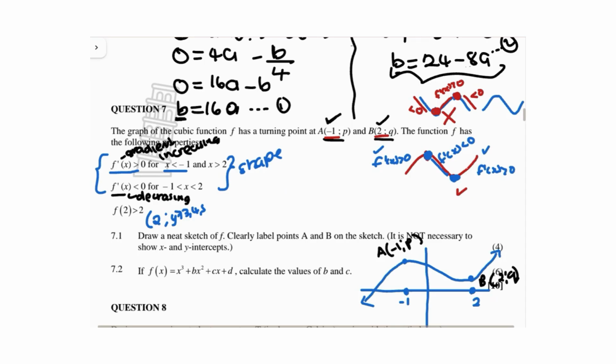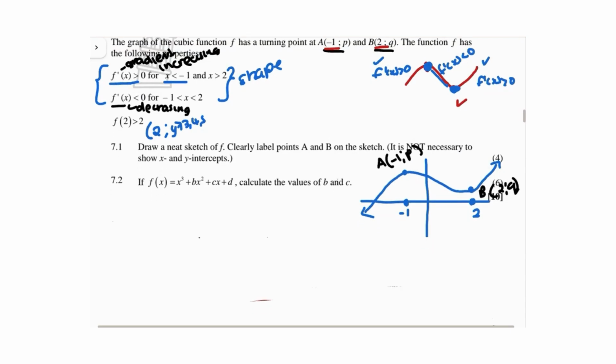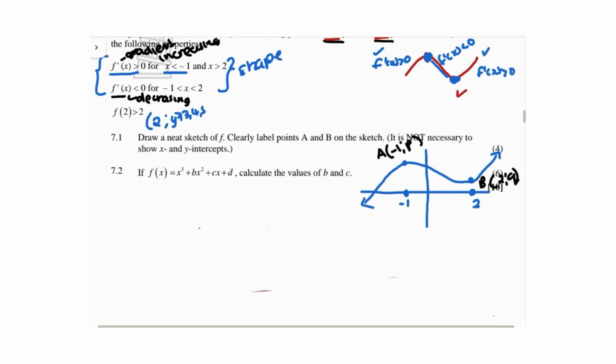And then let us look at 7.2. They say if f of x is x cubed plus b x squared plus cx plus d, calculate the values of b and c. So we are still using the graph that we've just drawn to find b and c. Okay, so what do we have on our graph? On our graph we have turning points. So now, if you had watched the previous video, you know how it works when you have a turning point.